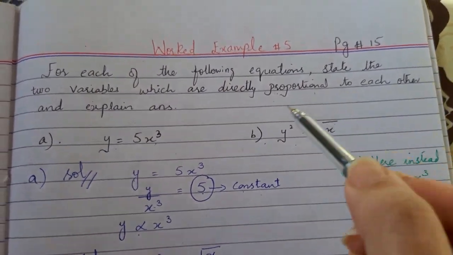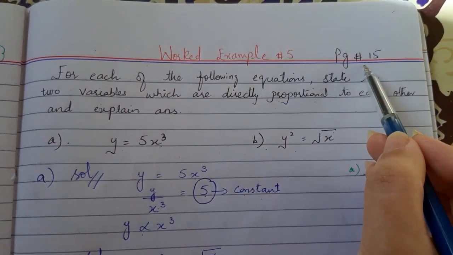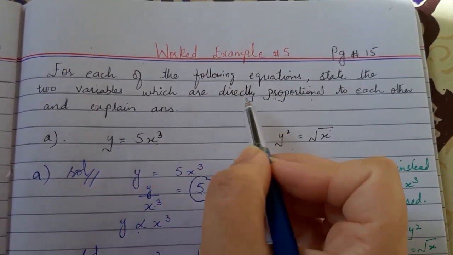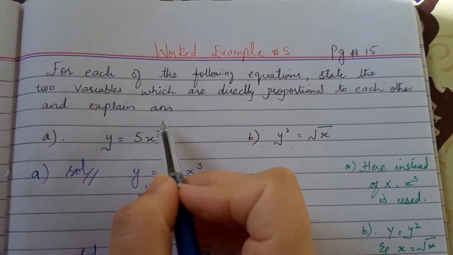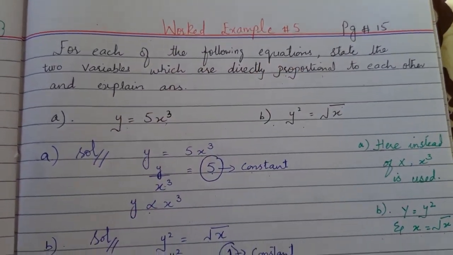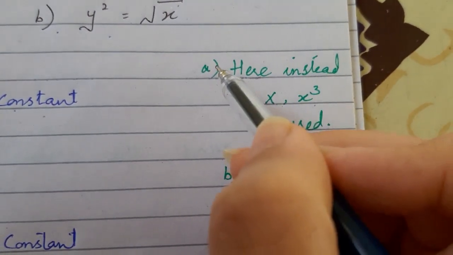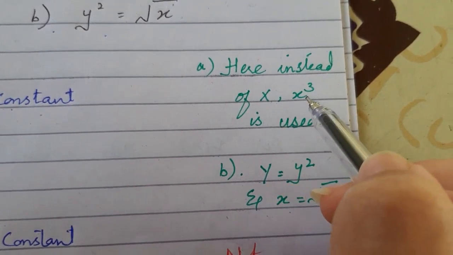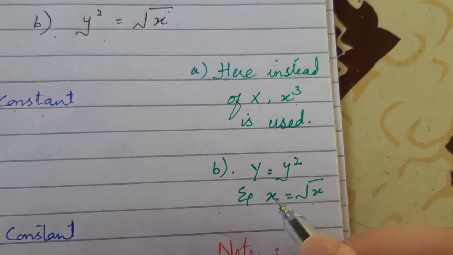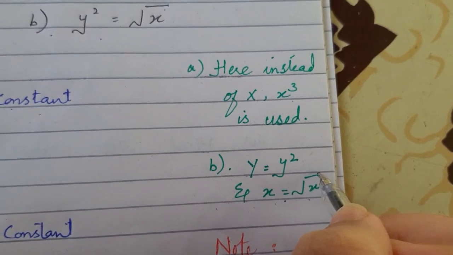Starting with today's first example, which is worked example number 5, page number 15. For each of the following equations, state the two variables which are directly proportional to each other and explain the answer. Here, in part A, you can see that instead of x, x cube is used. And in part B, instead of y, y square is used, and instead of x, under root x, which means the power of x is 1 by 2.